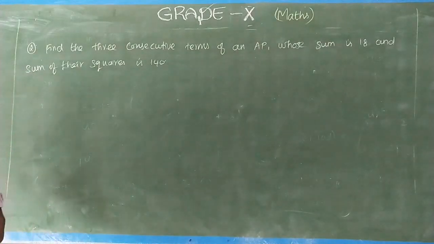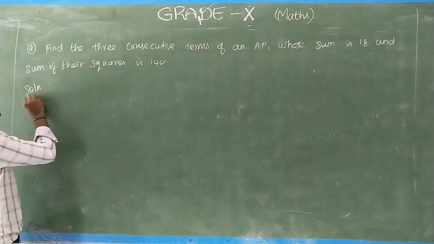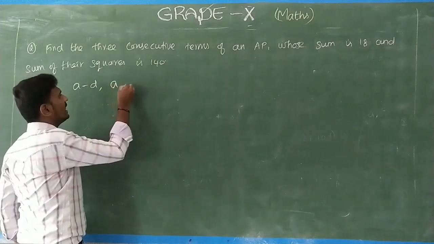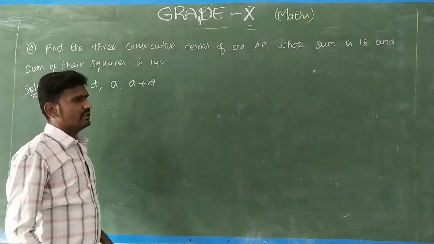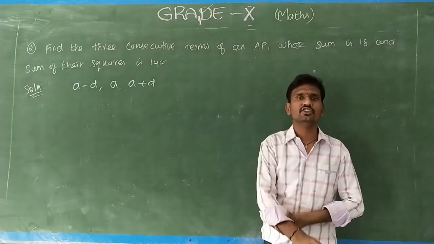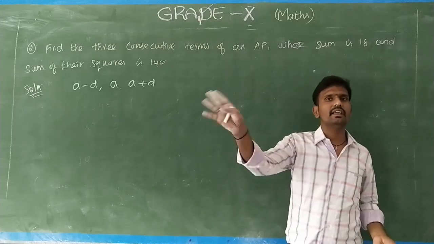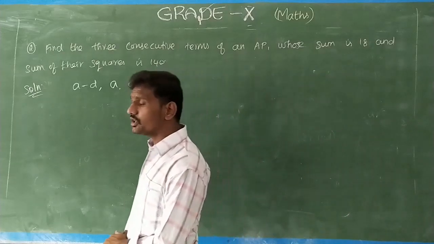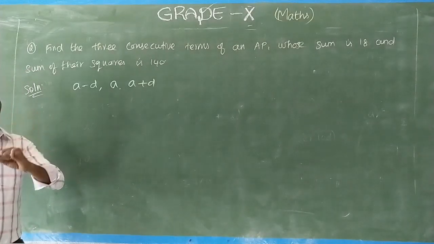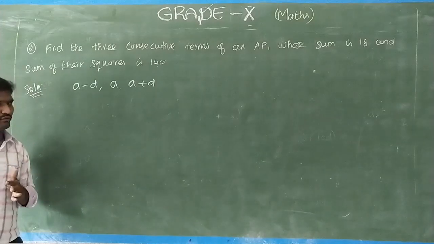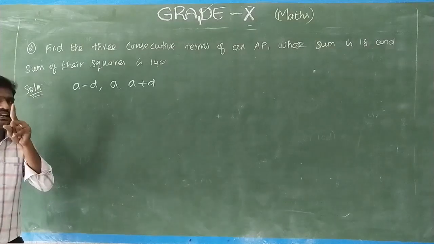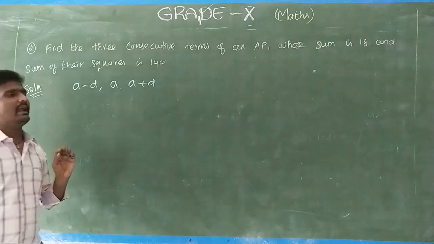Do you know, students? The 3 consecutive terms of an AP are a minus d, a, a plus d. Yes, students, I know you have one doubt: why, sir, are we taking only these as 3 consecutive terms? Can't we take a, a plus d, a plus 2d? Yes, that's also 3 consecutive terms. But we need to find the value of the first term and the common difference, and both are unknown. Then how is it possible to take a plus d, a plus 2d? So that's why I am taking a minus d, a, a plus d.